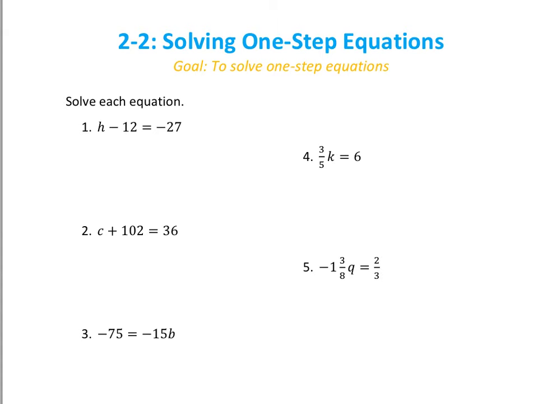So h minus 12 equals negative 27. All we have to do is add the 12 to both sides. Those 12s cancel each other out. We're left with h equals negative 15.